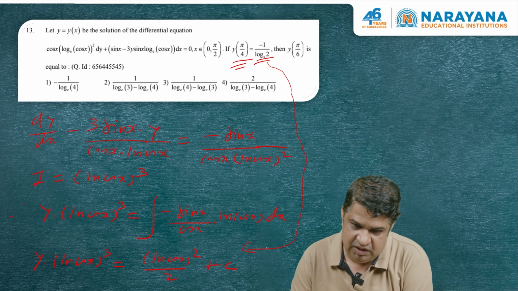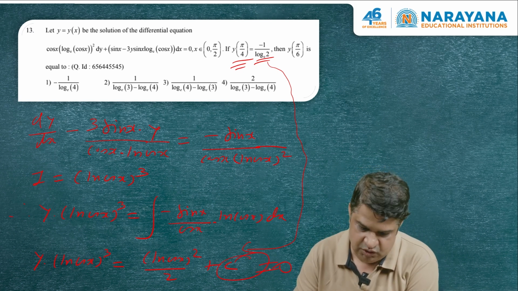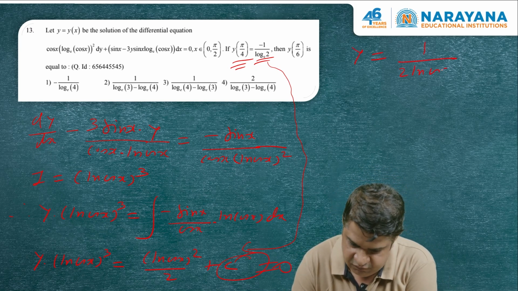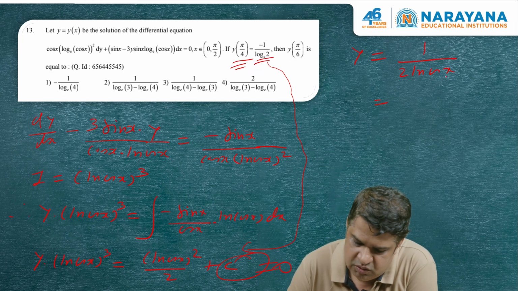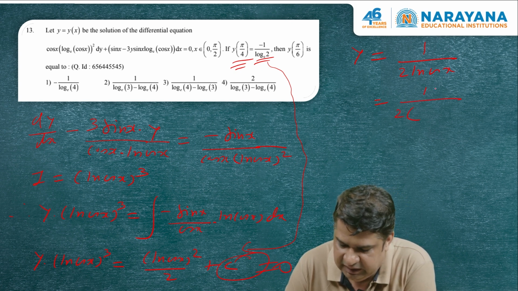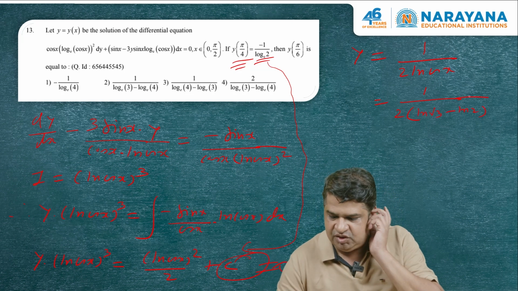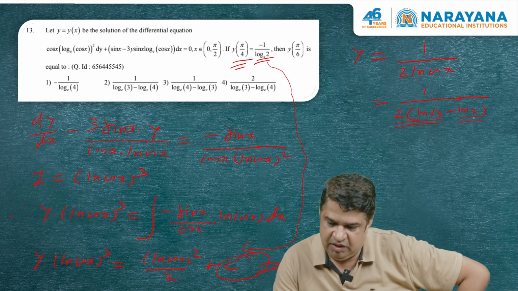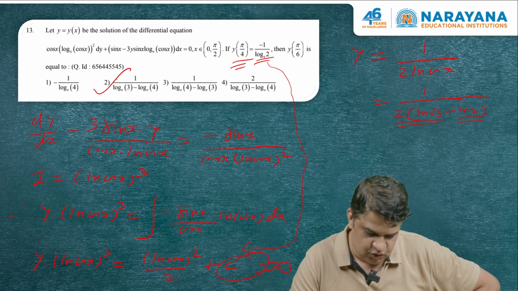So, from here we will get c value equal to 0. Now, if c value is equal to 0, our y will finally become 1 by 2 ln of cos x, and we need its value at pi by 6. So, cos pi by 6 is what? Root 3 by 2. So, it will become 1 by 2 times ln root 3 by 2, which means ln root 3 minus ln 2. After simplification it matches with what? It will become ln 3, it will become ln 4. So, 1 by 2 (ln 3 minus ln 4), this option is correct. So, move on to the next question.